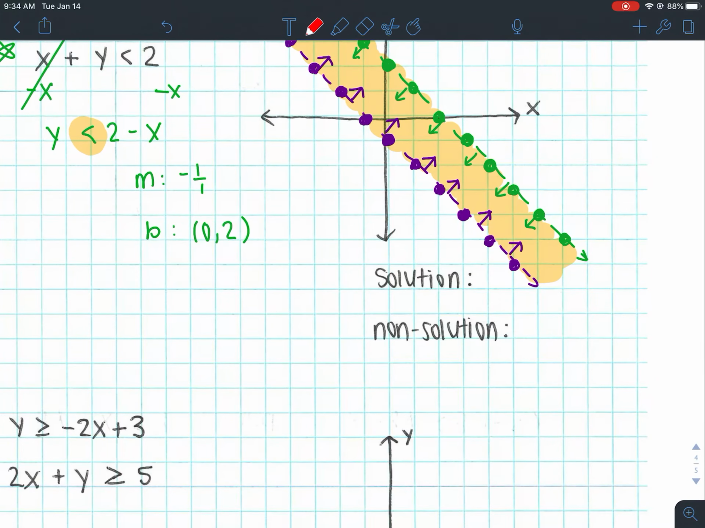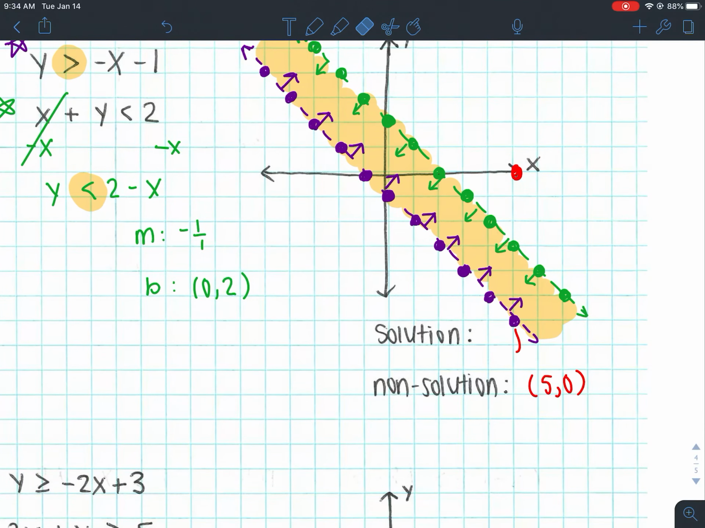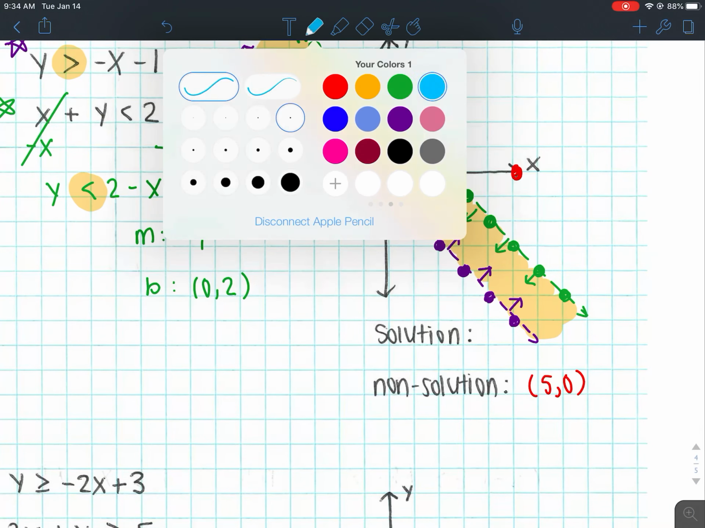So one of my solutions could be the point (0, 0). And then a non-solution could be the point (5, 0), because it lands out here. So go ahead and pick a different color.